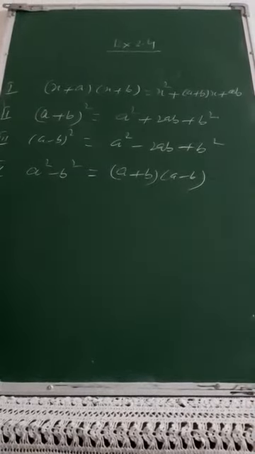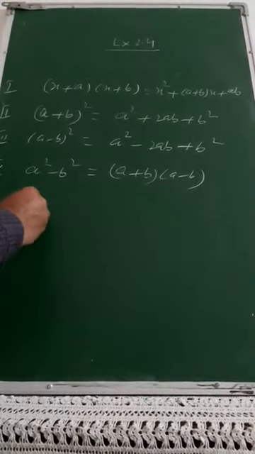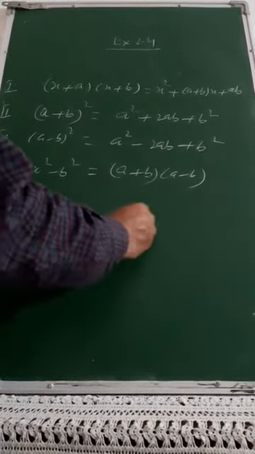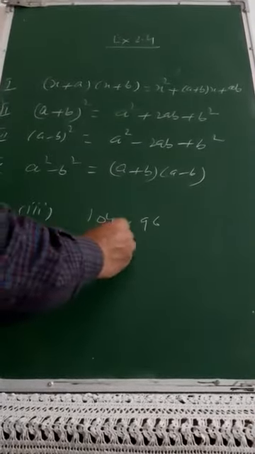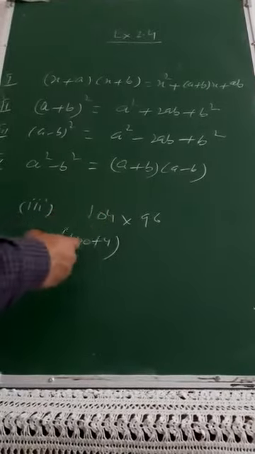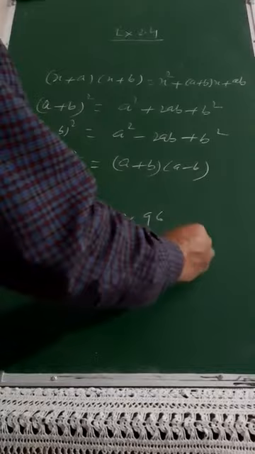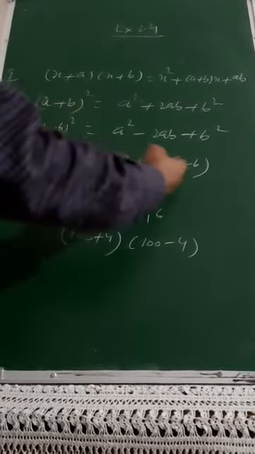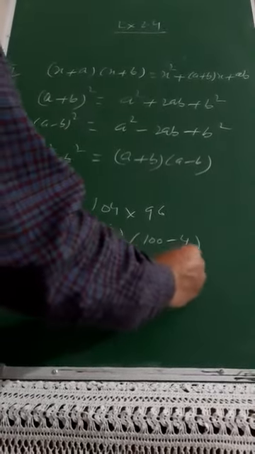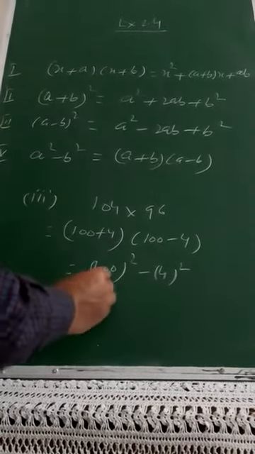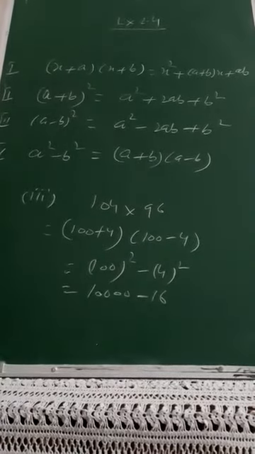Suppose I am talking about the third part, 104 into 96. So I have to approach towards the ending zeros closest to 100. So I can split in terms of 100. 96 also is closest to 100, and you see we are back to a plus b into a minus b, a square minus b square, and then you can write the answer, that is 10,000 minus 16. Do this calculation and check the answer.